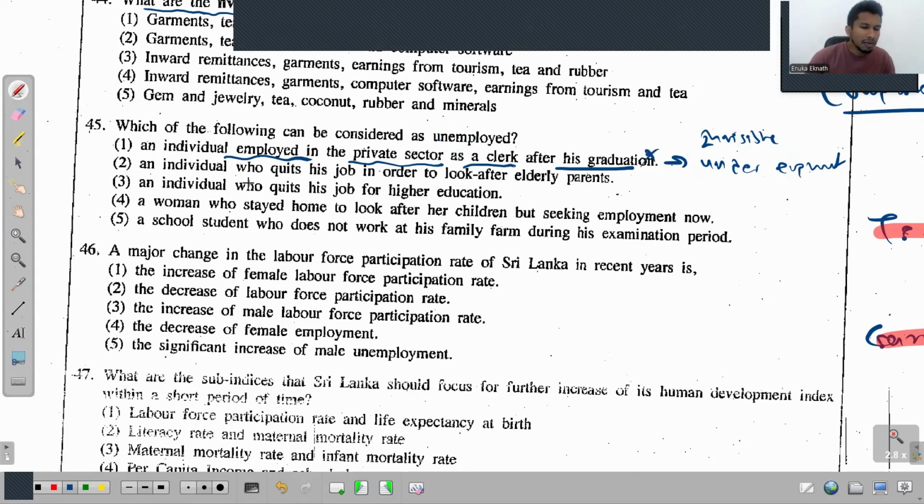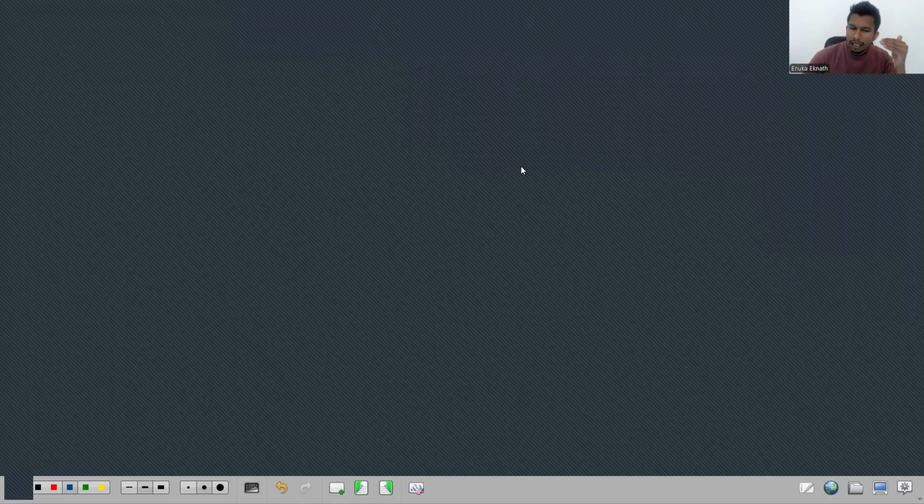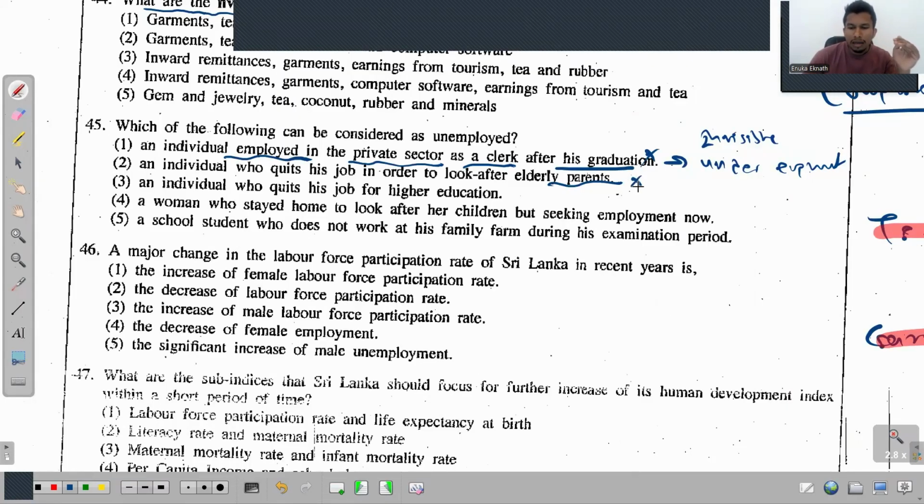The second one, an individual who quits his job in order to look after elderly parents. Again, he is willing to sacrifice his job to look after the elderly parents. එතකොට ඒක ඔහුගේ කැමැත්ත. එහෙනම් අපිට හිතන්න වෙන්නේ this person is not willing to work anymore. He is willing to look after the elderly parents more than the job. එහෙනම් the person is not anymore a part of labor force, because if he is not willing to work, he is not a part of labor force.